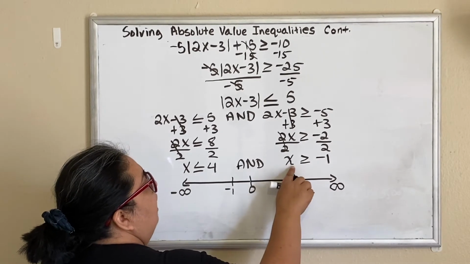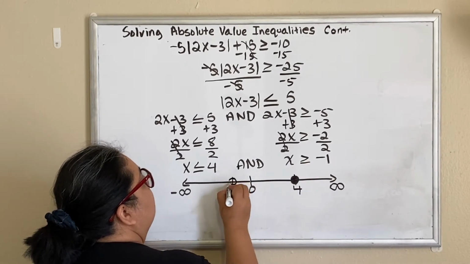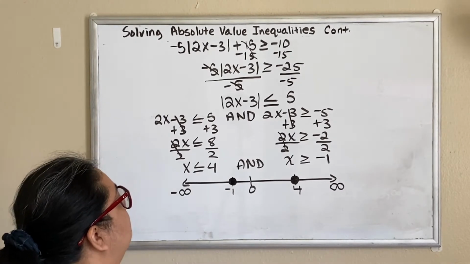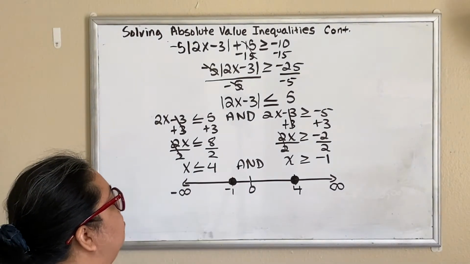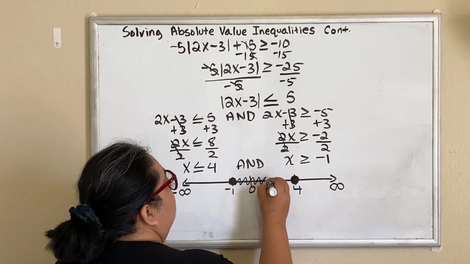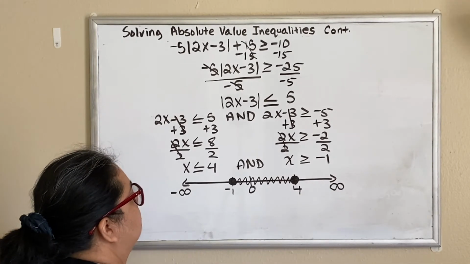On the other one, x is greater than or equal to -1. The or equal means -1 is closed. So we're going to bubble in a closed circle. Now this is an and statement. When you have an and statement, you shade in between the two values.